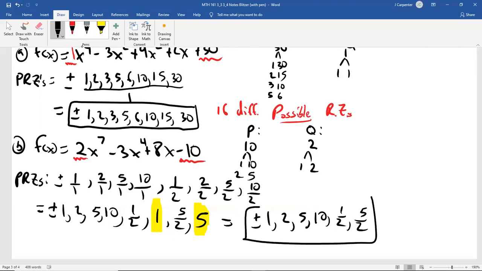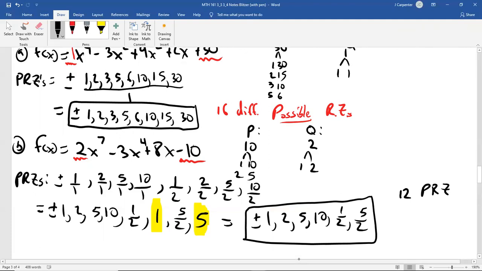I do not care what the order of these are. I'm fairly confident that my math lab does not as well. If you find that it does, please let me know. But again, I'm fairly confident it doesn't matter the order. They don't need to be in some kind of ascending or descending order. So that is 1, 2, 3, 4, 5, 6 different numbers, but because of the plus or minus, that's 12 possible rational zeros.